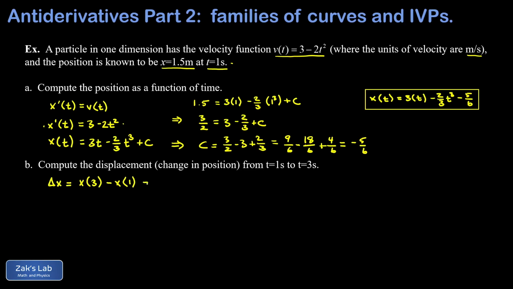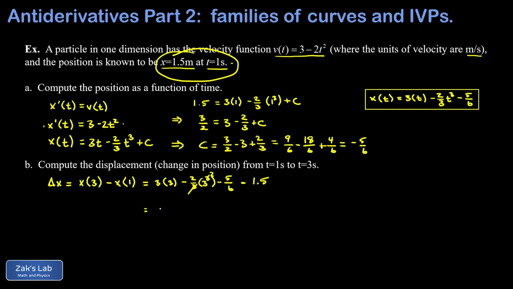So all we have to do is sub in t equals 3, sub in t equals 1, and do the subtraction. So subbing in t equals 3, I get 3 times 3 minus 2/3 times 3 cubed minus 5/6. All right, there's the position when t is equal to 3. I have to subtract from this the position at t equals 1. And there's a nice shortcut available here because we already know the position at t equals 1. We figured out what c is based on applying the initial value, x equals 1.5 when t is equal to 1. So if we did everything correct, the position at t equals 1 should be 1.5.